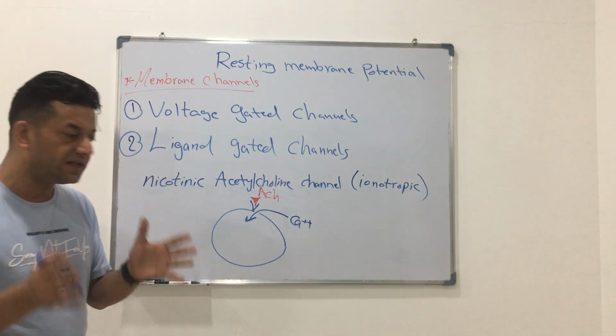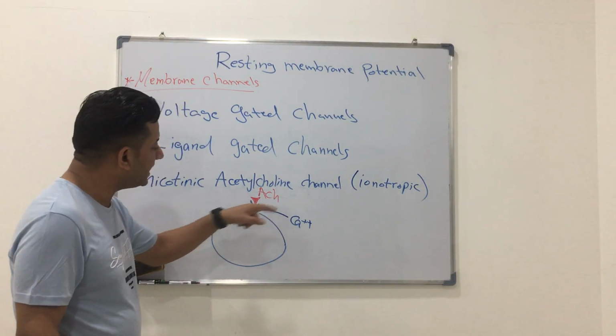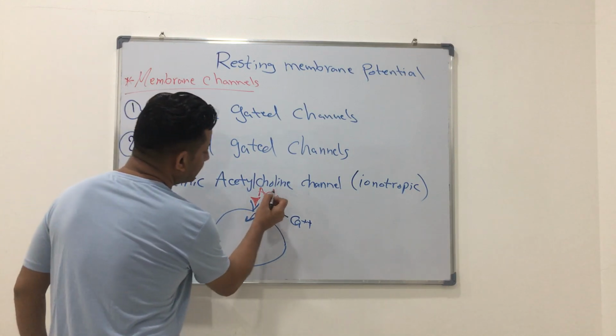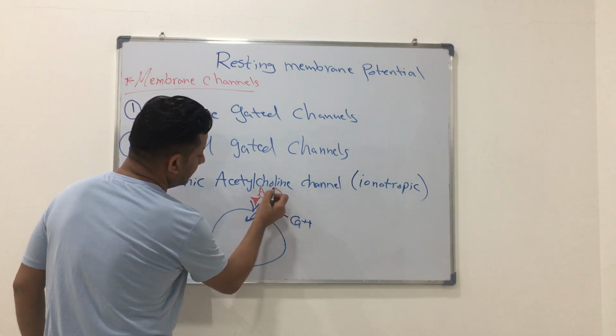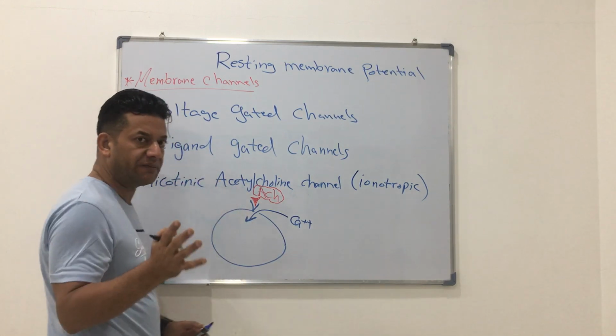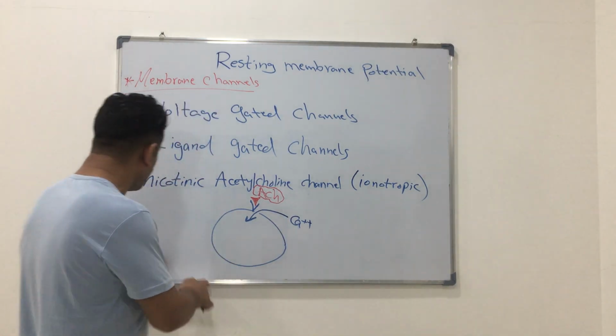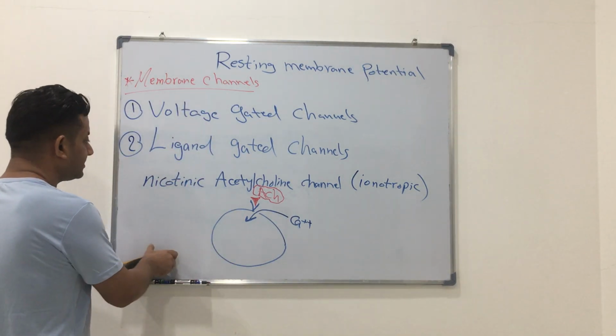This type of channels has a specific receptor to which a ligand, here acetylcholine is the ligand, will bind on the cell membrane and allow the channel to open to permit entrance of calcium ion.